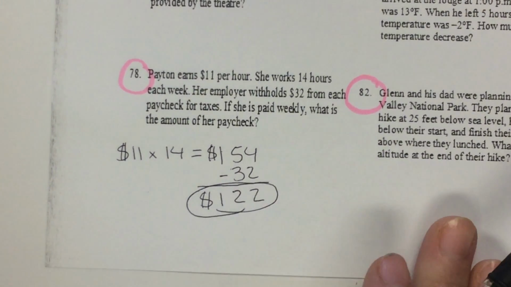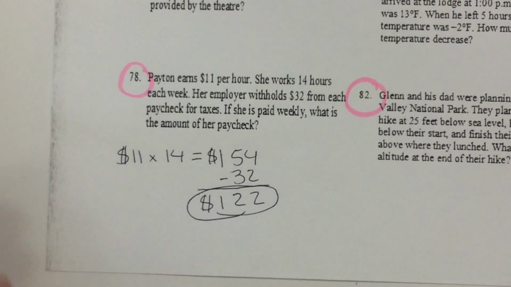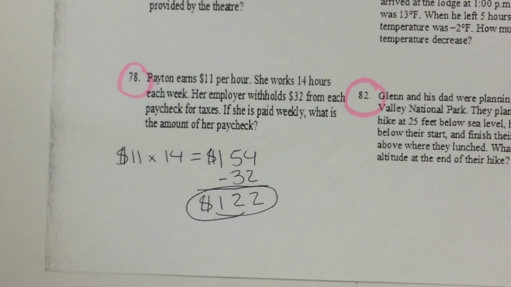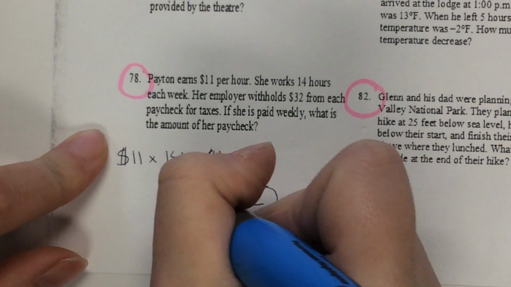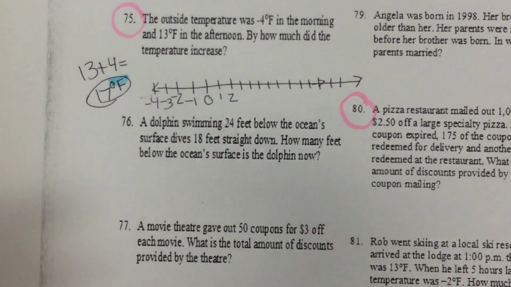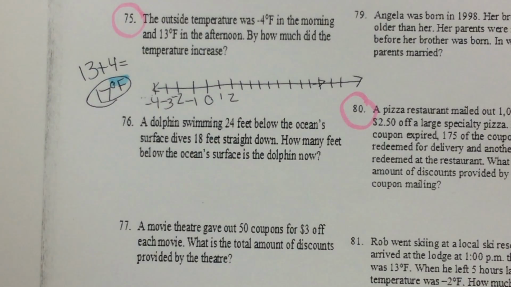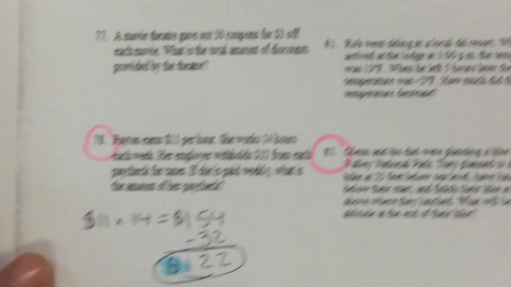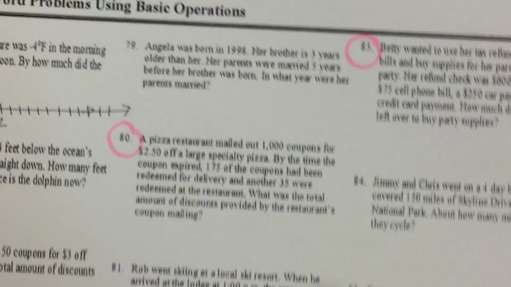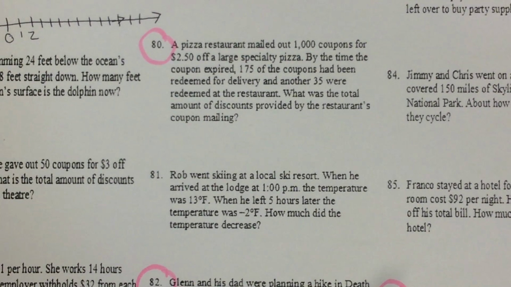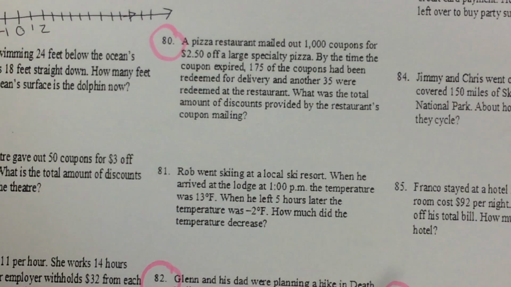Okay, now you're going to notice that I didn't just write 122. I have this dollar symbol in front. Okay, and then back up to 75 also, I put degrees Fahrenheit. I did not just write 17. 17 what? Make sure that you are writing your labels for these, okay? Don't just write the number because we don't know what you're talking about. It's very important. You could end up potentially losing points on tests and quizzes.